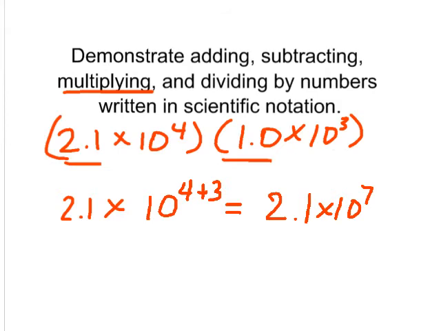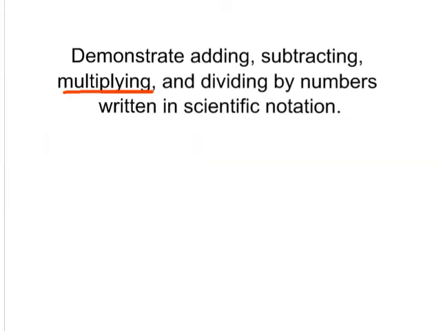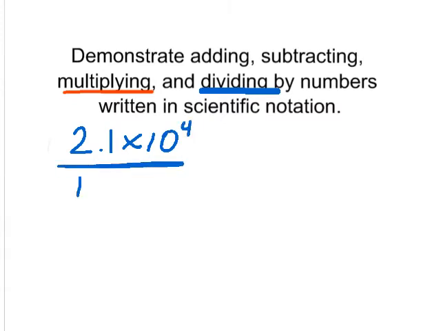Very nice. Now let's look next at dividing. When I divide, let's look at some similar numbers. 2.1 times 10 to the 4th divided by 1.0 times 10 to the 3rd. How do I do that? Well, let's look at these terms first. 2.1 divided by 1.0 is just 2.1.